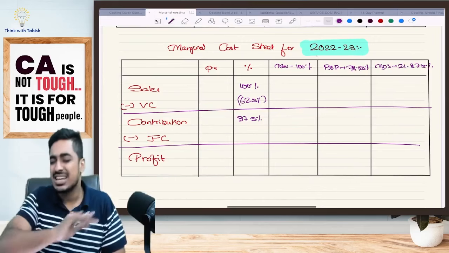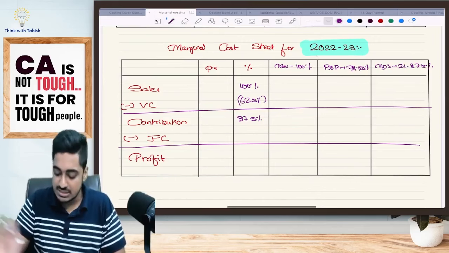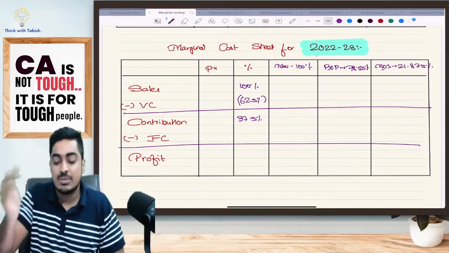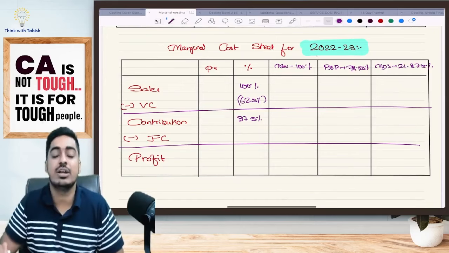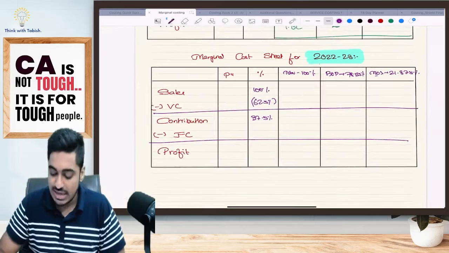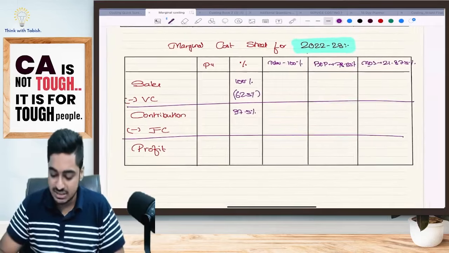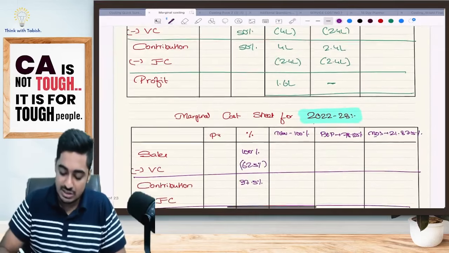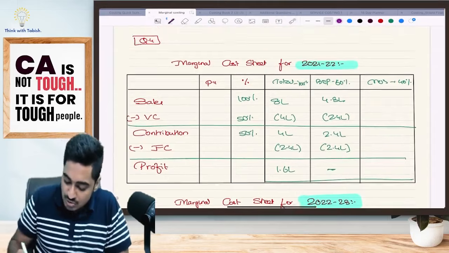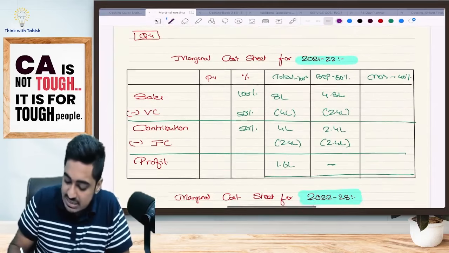But using this alone, I can do nothing. That means I have to rely on some data of last year. I have to use some data of my last year. Tell me one thing, students. Can I use the sales of last year?